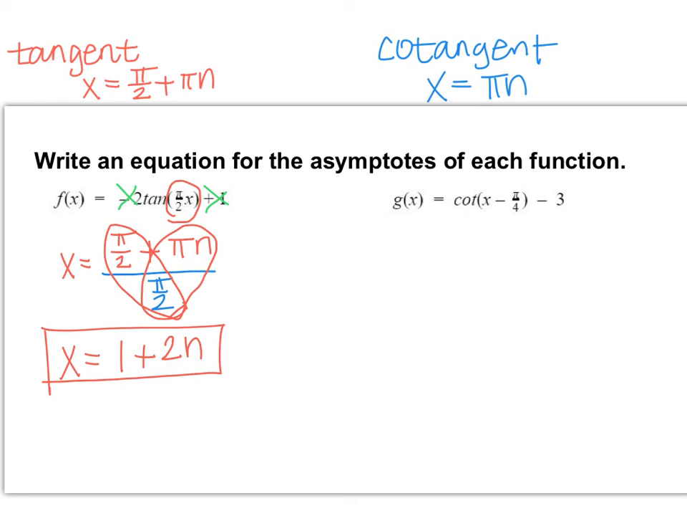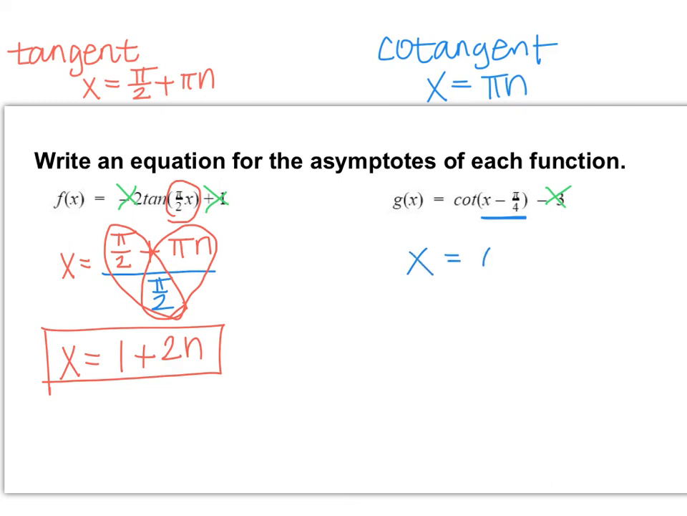In the next one, we'll do something similar. We have some pieces that don't matter, so moving the graph down 3 isn't going to have an impact on the asymptotes. However, we have a horizontal shift, and since we're talking about vertical asymptotes, when we move horizontally, that shifts where they are. So there's no period change here, but there is that shift.